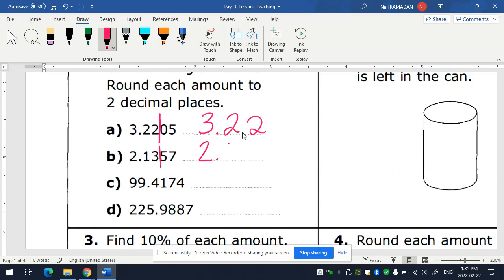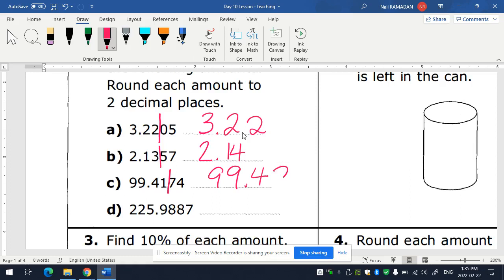How about this one? It would be 2.1. Is it 3 or 4? It's 4 because the 5 bumps this up. So it bumps up to 4. This one, 99.47, bumps this one to what? Remember, you're only allowed to show how many decimals? 2. So you only show the 42 because the 7 already bumped it up.